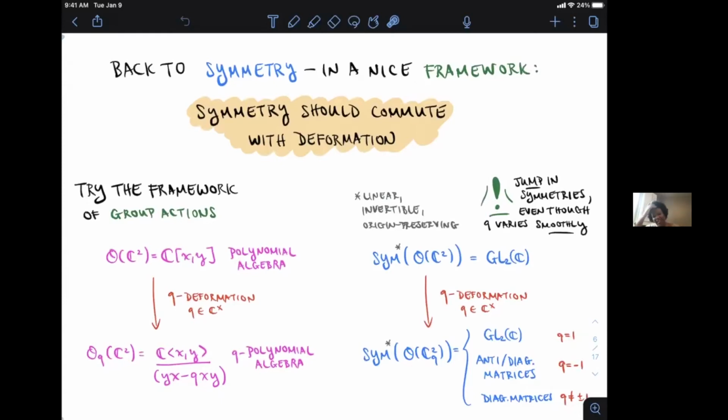So this isn't nice. I have this nice smooth way of deforming an algebra, but over on the symmetry side, the group of symmetries jumps around. This makes sense because you can't really deform groups. I can't take a dihedral group, stick in a Q, and get another finite group, okay? So we need a bigger framework in order to handle symmetries and deformations.